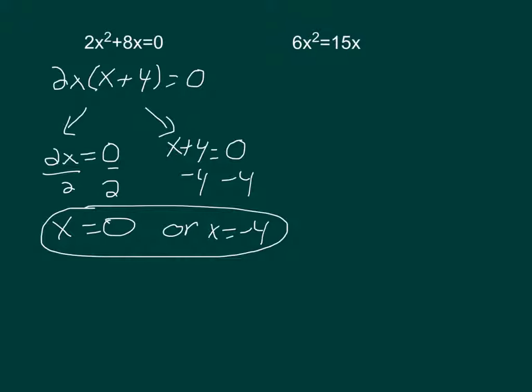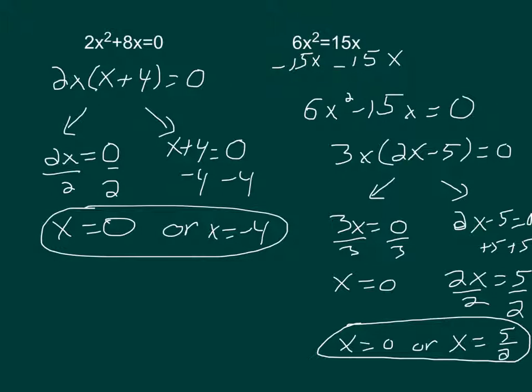So we have to move things around so that we can get a 0 on one side of the equal sign. The way to do that most easily is to subtract 15x from each side of my equation. That's going to leave me with 6x squared minus 15x equals 0. Now, pause the video, try to solve that equation, and then check your work. Alright, time to reveal the answer.